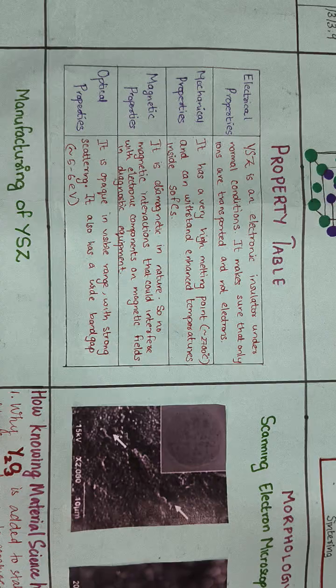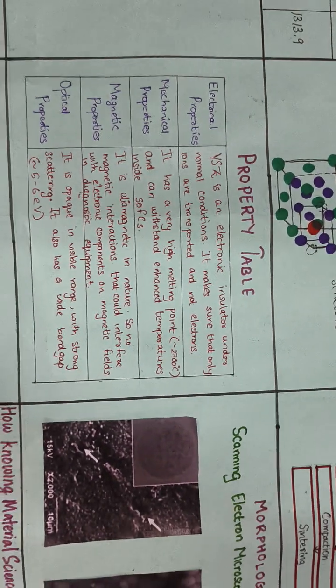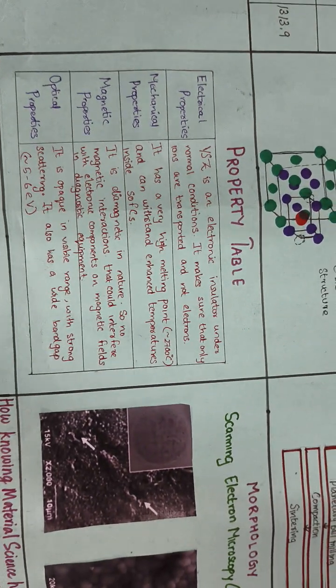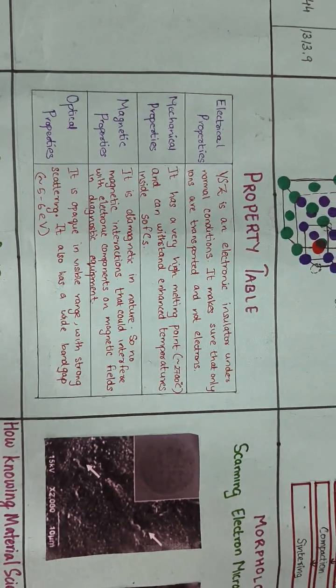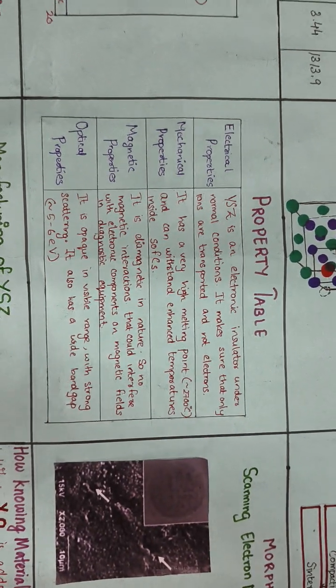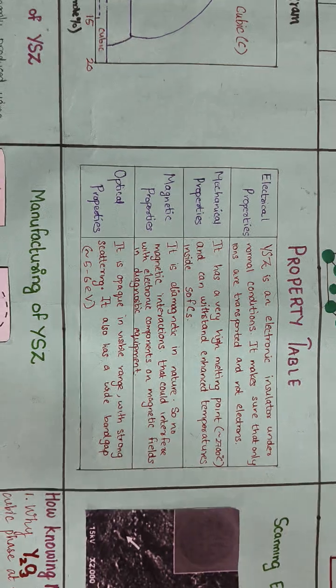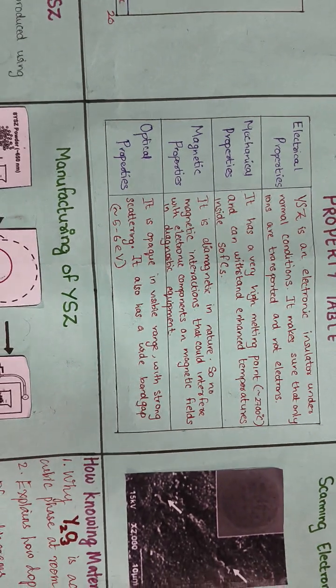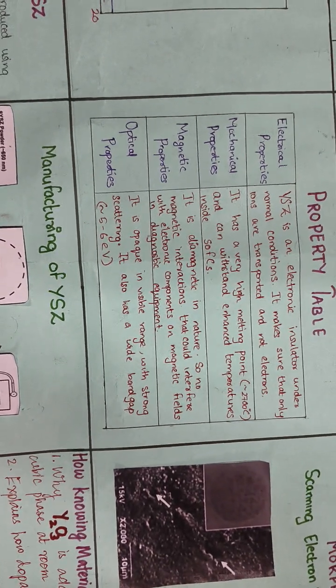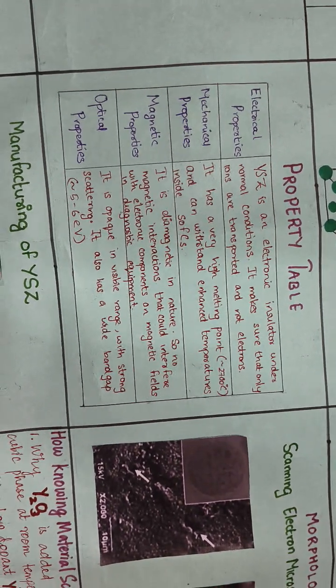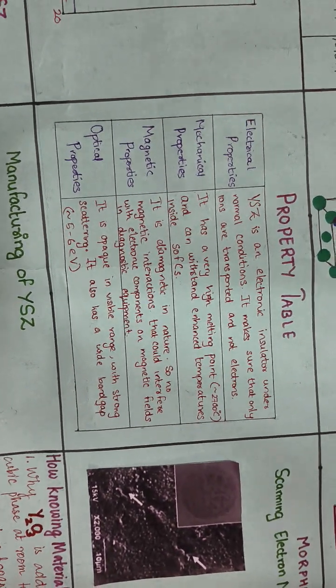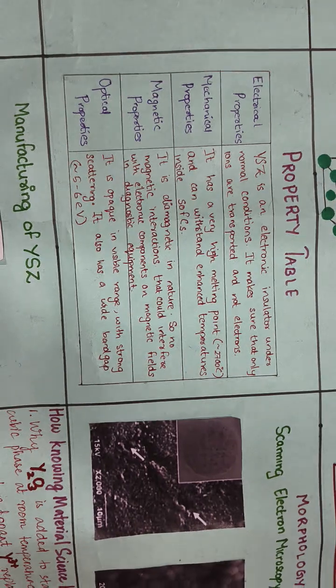And then we talk about the properties of YSZ. Talking about the electrical properties, YSZ is a good electrical insulator under normal conditions, which means that only ions can get transported through it and not electrons, making it suitable for solid oxide fuel cells. Talking about the mechanical properties, it has a very high melting point and it can withstand elevated temperatures. Again, this is one of the reasons why it is used in SOFCs.